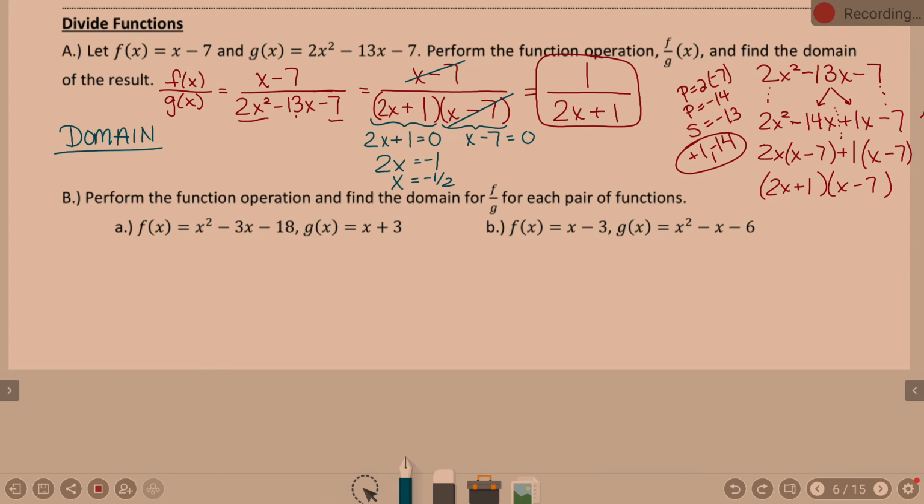So I'll have this up here tomorrow. X cannot equal negative 1/2 and 7. So I'm going to say all real numbers except x equals those two. And we'll finish this tomorrow.